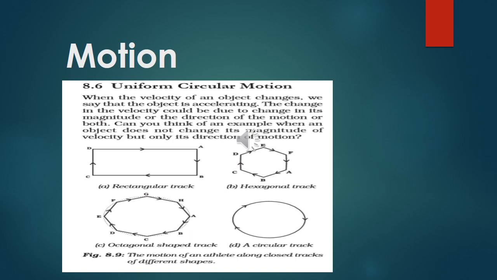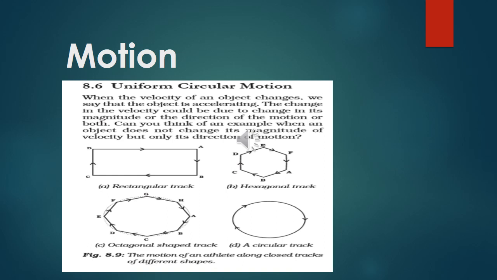Till now we have learned that if velocity increases, then we can say the object is accelerating. If the velocity decreases, then it is decelerating. So if the magnitude of the velocity increases, we can say the object is accelerating. Not only magnitude, but also if the direction of an object changes, or magnitude or direction both change, then we can say acceleration is taking place.